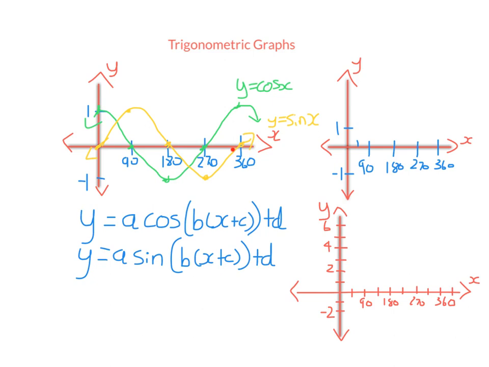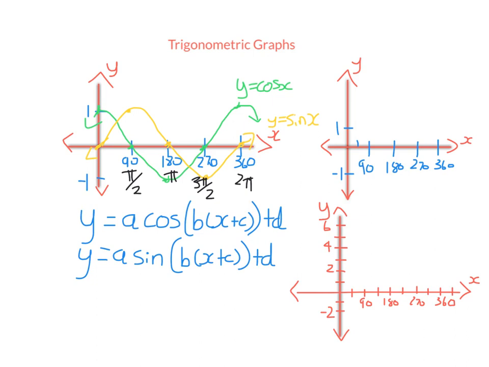Now, the x-axis here is in degrees, obviously. If I wanted to put in radians, it would be the same graph. It's just that I would put x as pi on 2, pi, 3 pi on 2, and 2 pi. The y-axis wouldn't change. So these are the graphs of y equals cos x and y equals sine x.